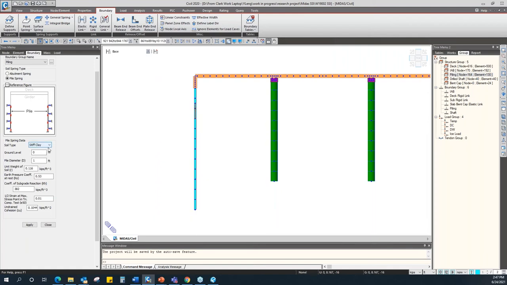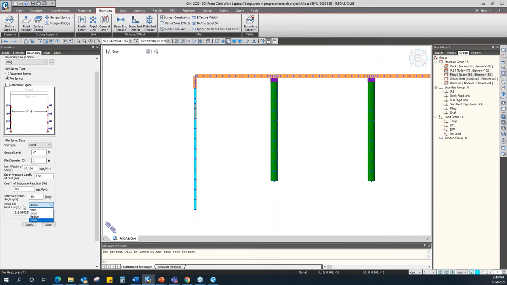Here we select the element. So we come back here and choose the sand. So this is from ground level, to be in the 7, and the pile diameter 1 feet, and the unit weight and earth coefficient K0, we can use the same way.